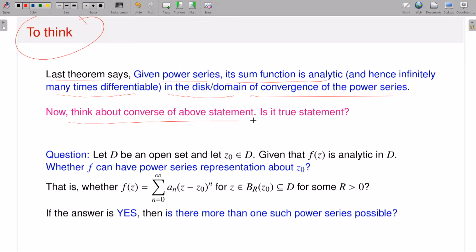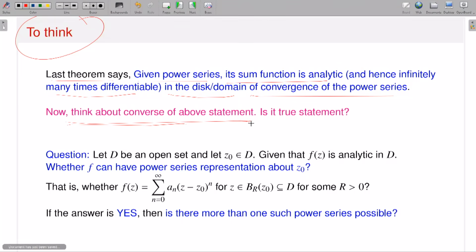So now the question is the converse of the above statement. What is the meaning of the above statement? If I start with a power series, the sum function is analytic in the domain of convergence. Now I am asking the converse. I am starting with an analytic function on some nice domain, and I am considering a point inside that domain. So by definition, it is analytic at that point, right? Now the question is, can I have a series expansion around that point? So this is the question.